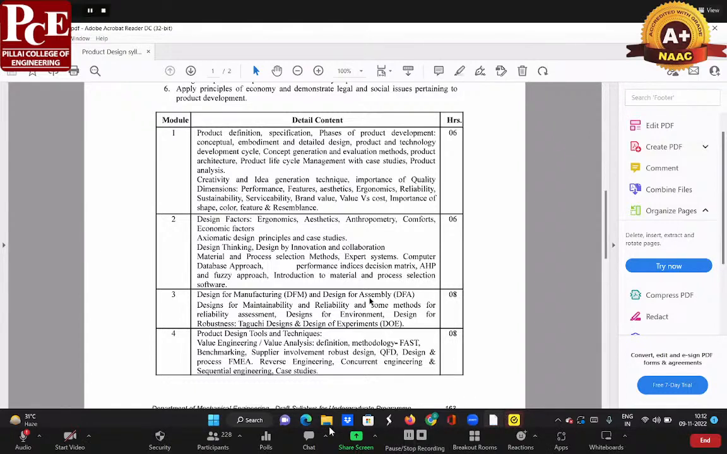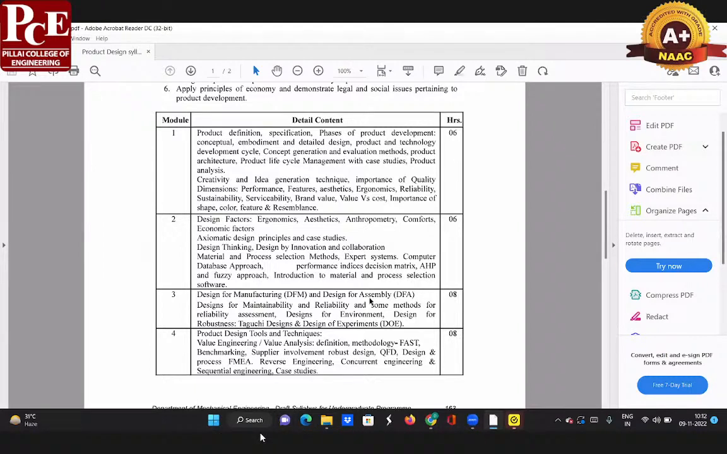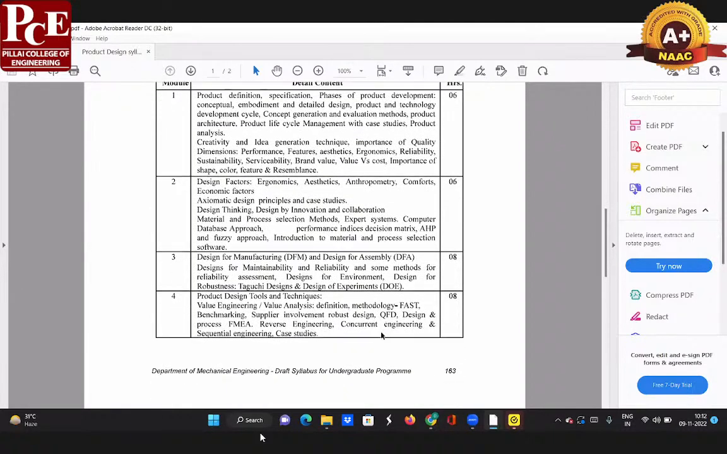Then there are other techniques like quality function deployment, FMEA, reverse engineering, concurrent engineering. These are the different techniques and tools which you would be learning in the product design tools and techniques module, that is module number 4.